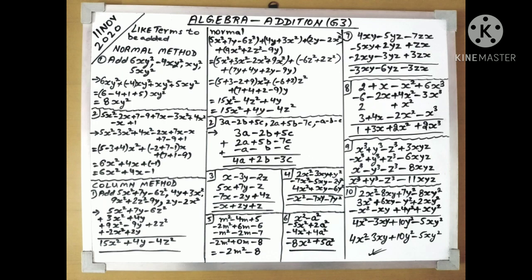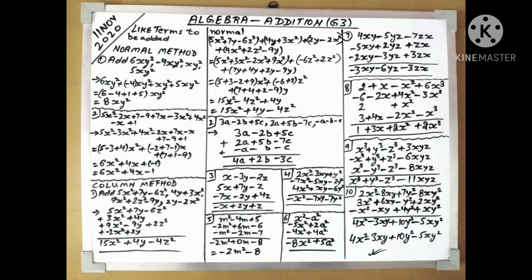Okay? See the next one. x cube plus y cube minus z cube plus 3xyz, minus x cube plus y cube plus z cube minus 6xyz, x cube minus y cube minus z cube minus 8xyz. So add all the like terms and you'll get the final answer as shown on the board.